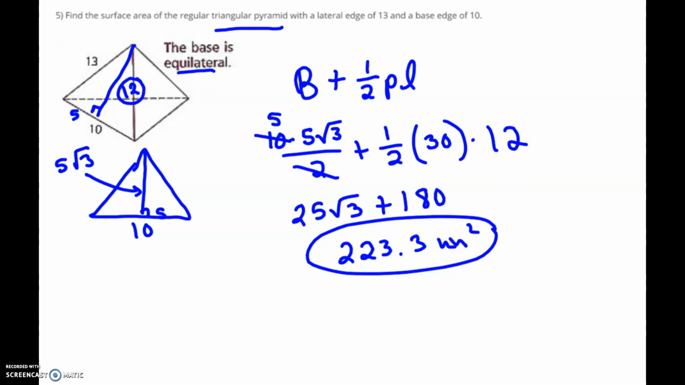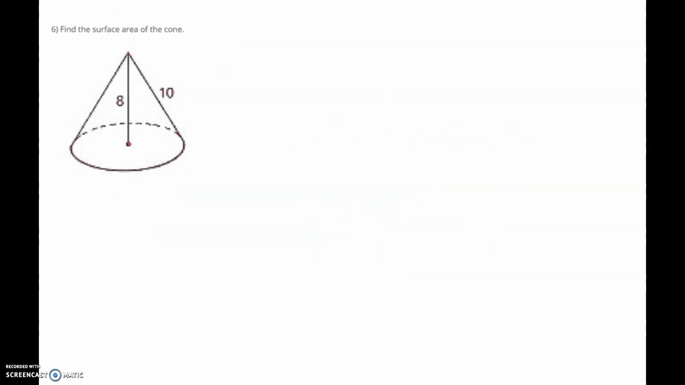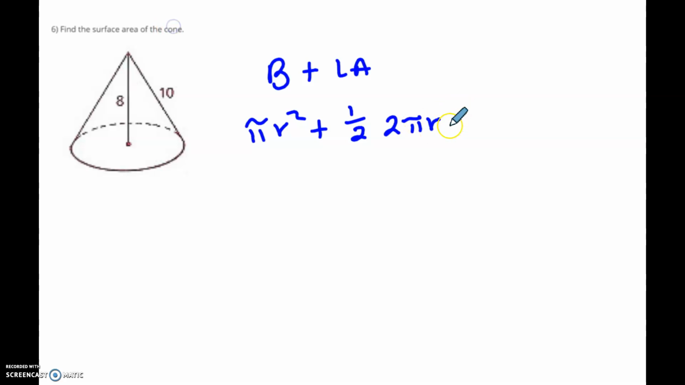To number 6. Number 6 is just a cone. Again, I have the one base, and that's just pi r squared, plus my lateral area, which we know is the circumference, well, 1/2 because it's triangular, 1/2 times the circumference, 2 pi r, times our slant height. Again, the 1/2 and the 2 cancel here, so I really just need to do pi r l.